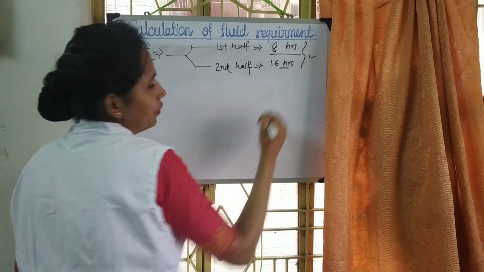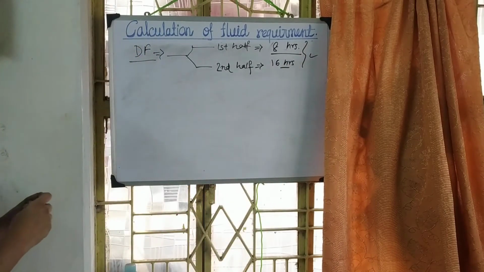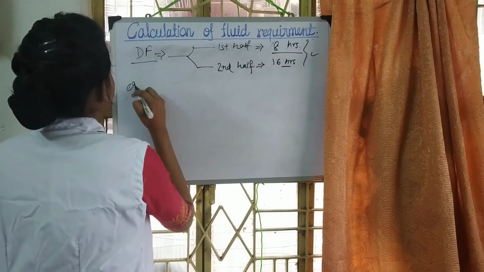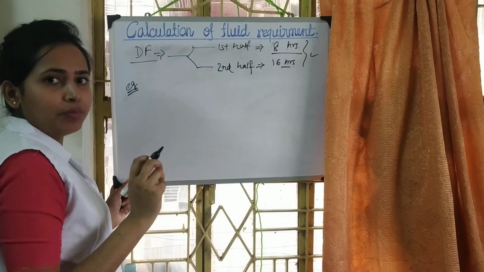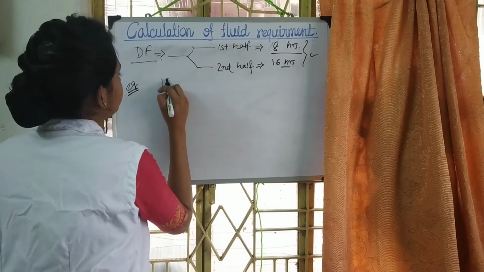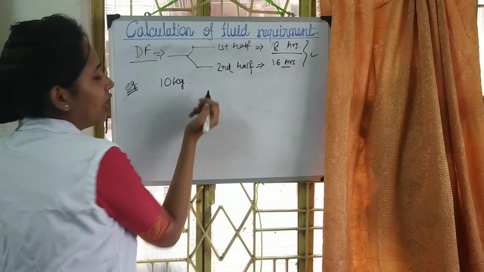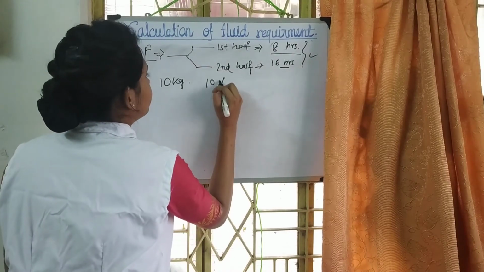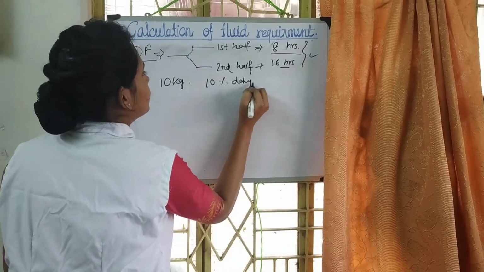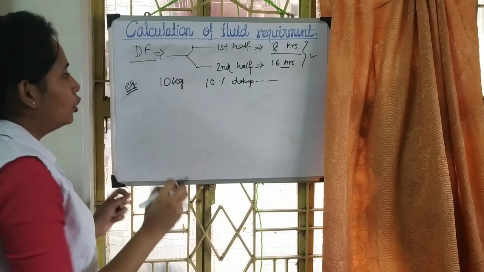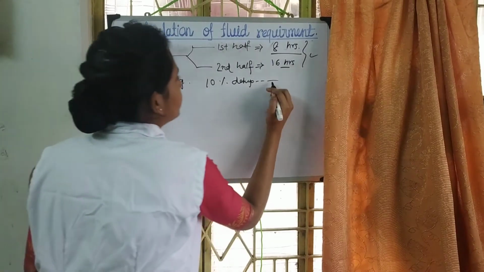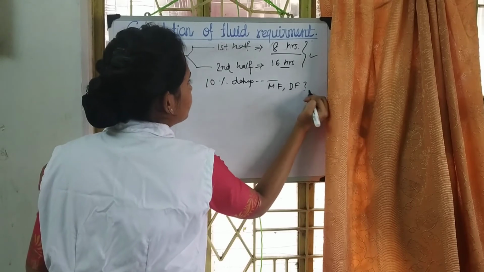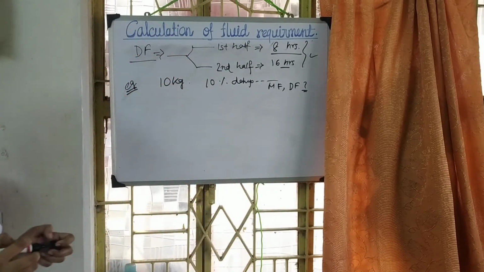It's very important. I am going to give you an example. If the body weight of the patient is 10 kg, and the patient is 10% dehydrated, please calculate the maintenance fluid required and the deficit fluid. What will be the maintenance fluid and what will be the deficit fluid?